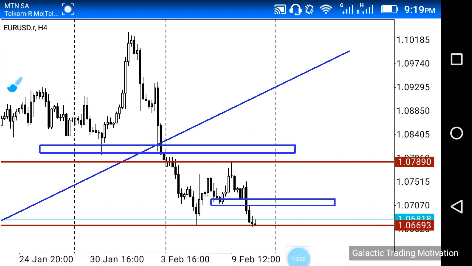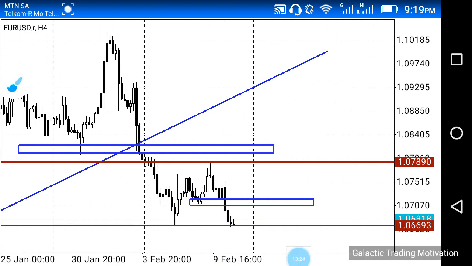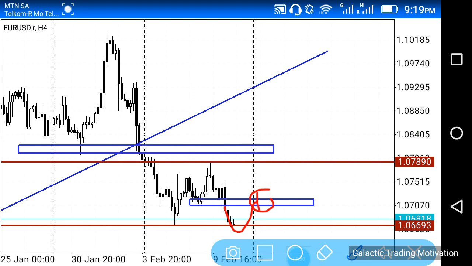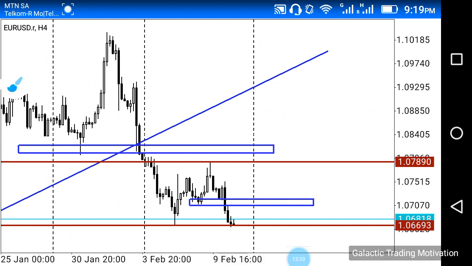Anyway, that is it as far as my analysis goes. But myself personally, I would love to see price come back to this area, and at this point is where I would love to see the market push further down, right? That's my analysis, and peace out.